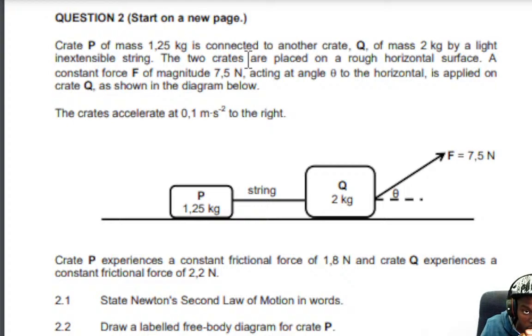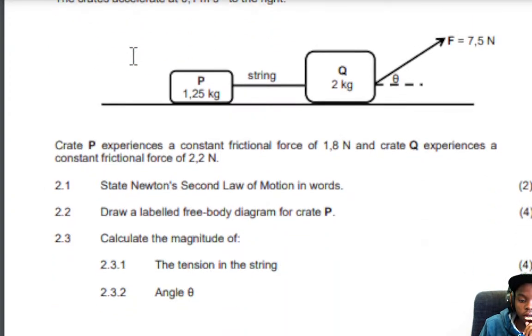Because they didn't say it's moving at a constant speed or constant motion, this one they just said it's a constant force. So it's a constant force to the right, but that doesn't really mean your acceleration will be 0. As you can see, they say the grade accelerates at 0.1 meters per second squared to the right. So they've already told us where the grade is going.